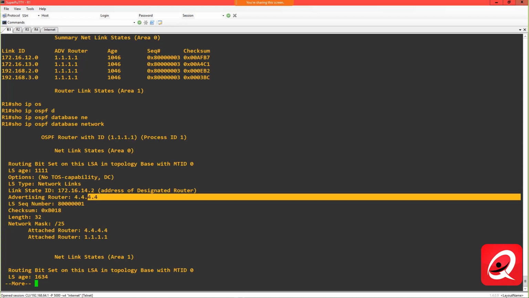Router 4 is the advertising router of the type 2 LSA. Network LSAs are generated, like I said, by the designated router. And we're going to see one type 2 LSA for every network that has neighbor relationships in a multi-access domain. So we would expect to find these when we have multiple devices connected to a switch, or maybe it's a frame relay type network or a DMVPN type network, and so on.